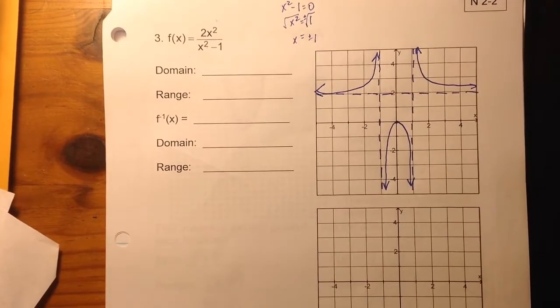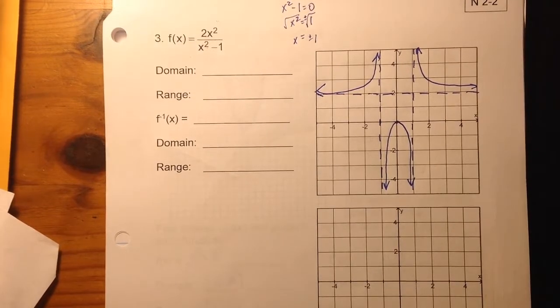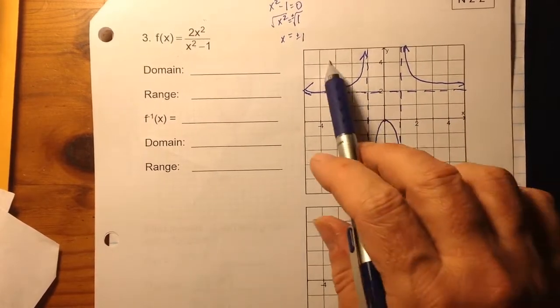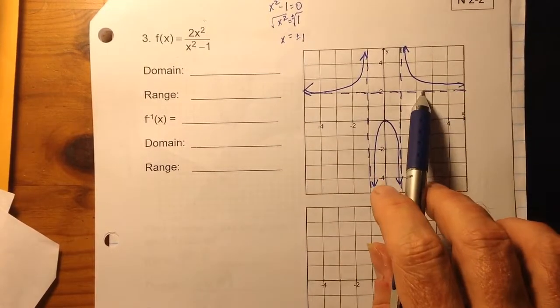So this is my graph. It clearly does not pass the horizontal line test. The parabola part does not work, and this upper part does not work either.